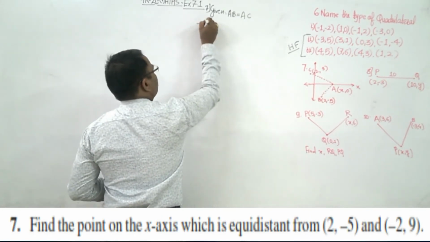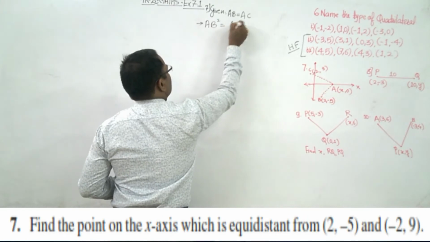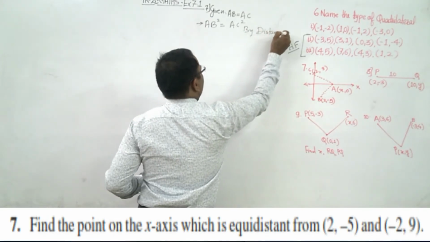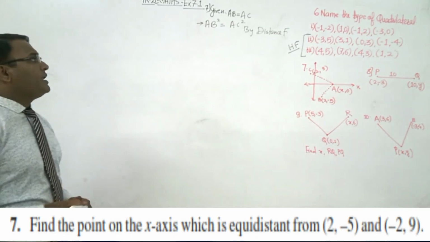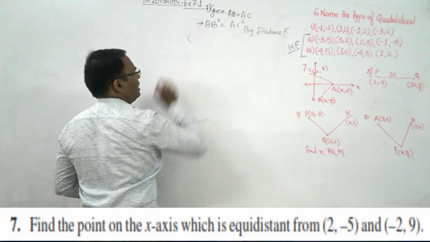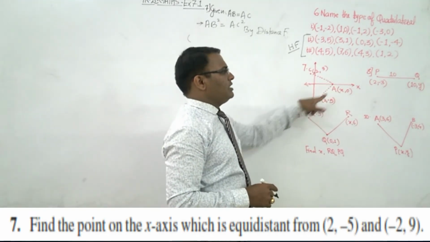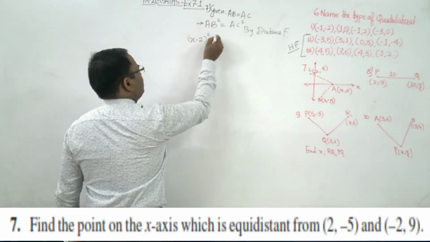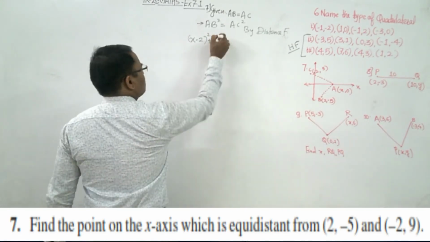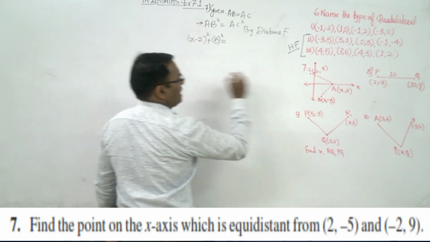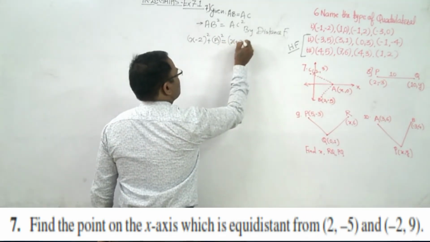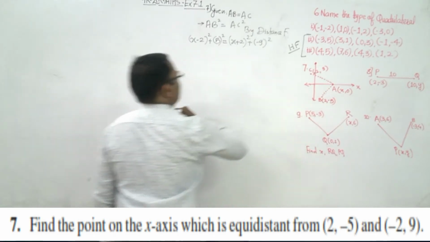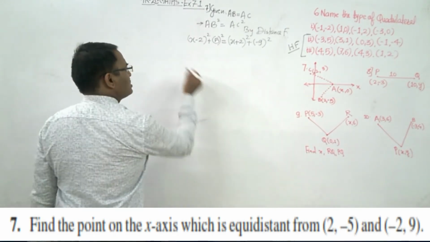So if this is the case, obviously their squares will also be the same, that is AB square equals AC square. Now, by the distance formula, we can find out AB square. It is simple, this is A and this is B. So x2 minus x1, that is x minus 2, square, plus 0 minus of minus 5, that is 5 square, is equal to AC square. So again x minus of minus 2 will give you x plus 2, and then 0 minus 9 is minus 9 square. Right? Since both the squares are equal, now just equate them.